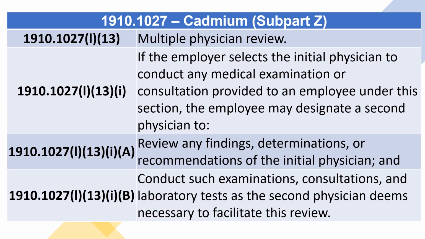1910.1027 (l)(13) Multiple physician review. 1910.1027 (l)(13)(i): If the employer selects the initial physician to conduct any medical examination or consultation provided to an employee under this section, the employee may designate a second physician to: (A) through (B) review any findings, determinations, or recommendations of the initial physician, and conduct such examinations, consultations, and laboratory tests as the second physician deems necessary to facilitate this review.